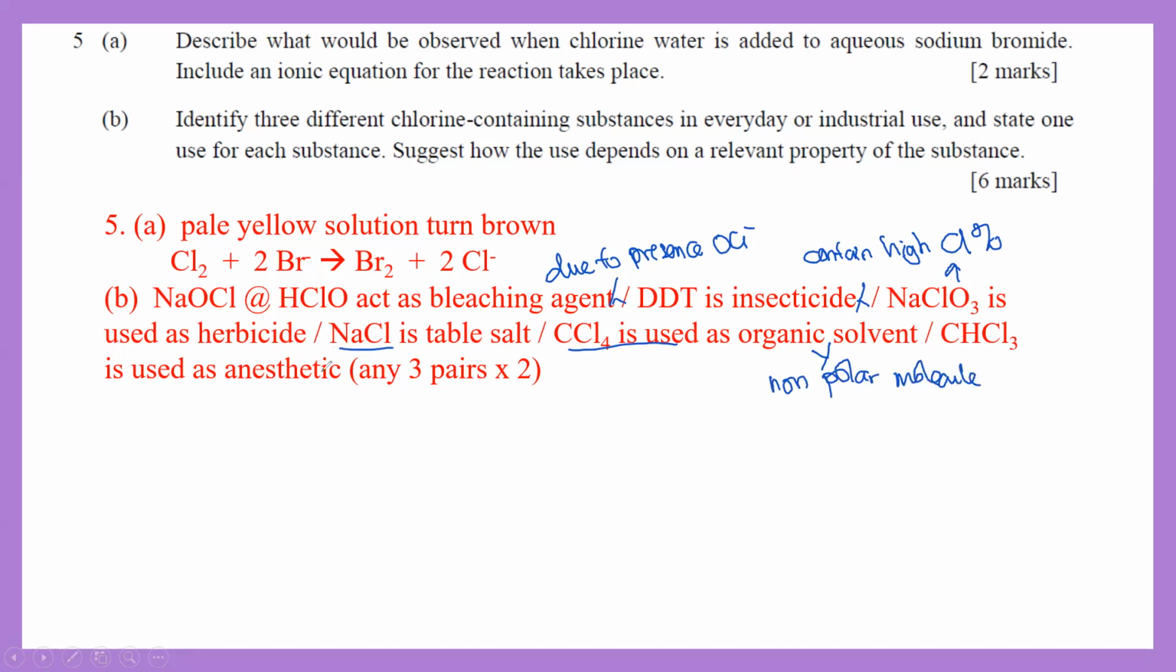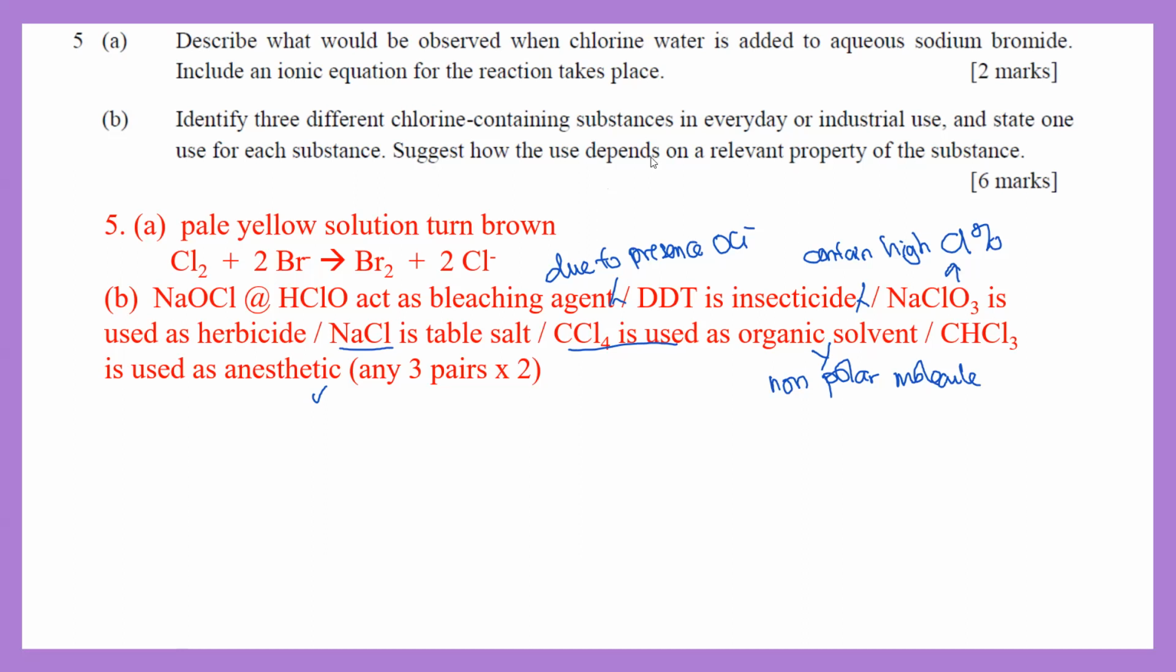And then CHCl3 was used as an anesthetic last time. So any 3 of the pairs in here, we will give you the 6 marks. Very straightforward application. So try your best to at least remember some of the basic applications of chlorine-containing compounds, because we have quite a lot. You can also say that NaClO3 is used as bleaching in white paper. So with that, that is for question number 5A and 5B.